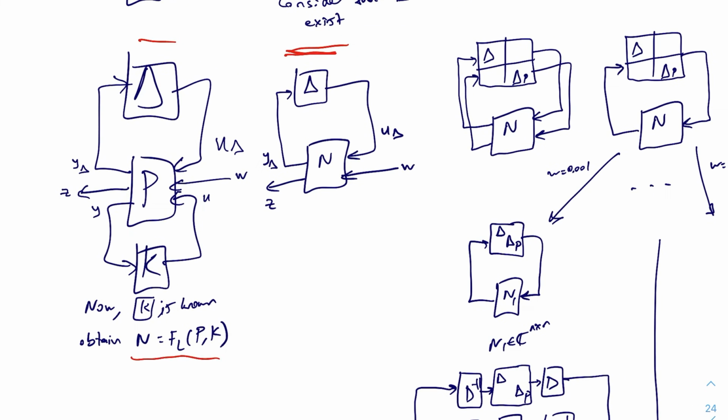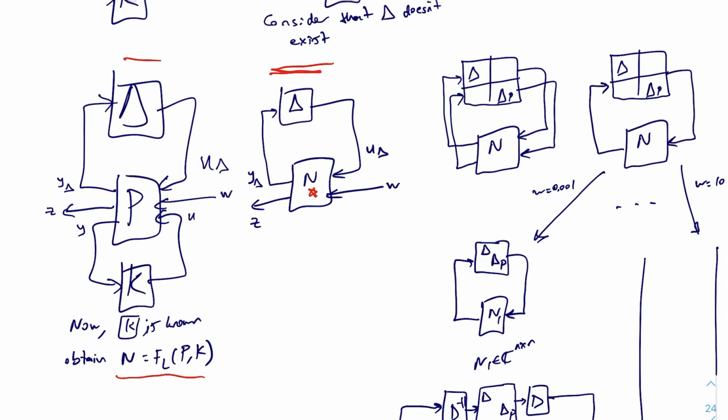So we are at this stage here. Look at the block diagram under the red bar. Here we know what N is, and now we are going to design delta, the perturbation. And delta has some constraints of that type.